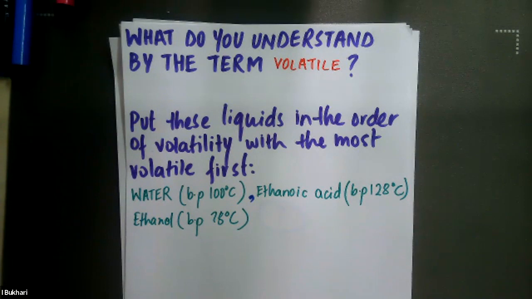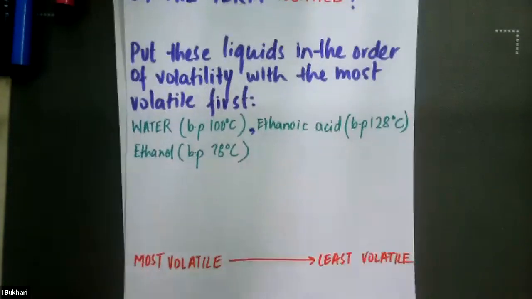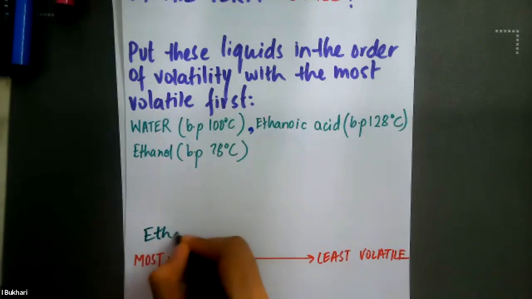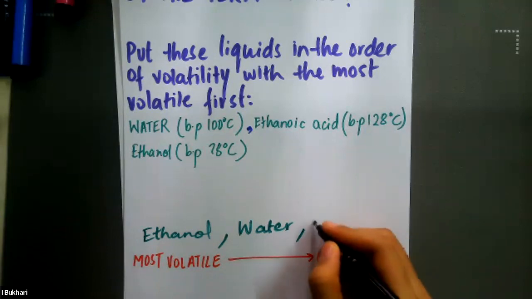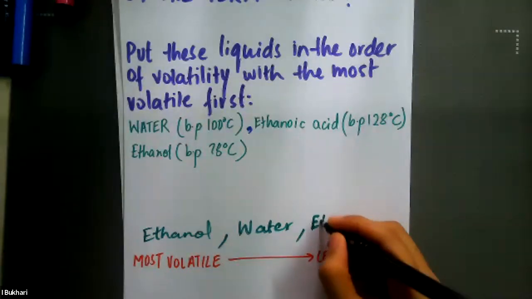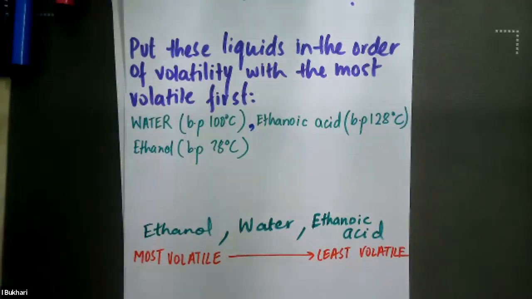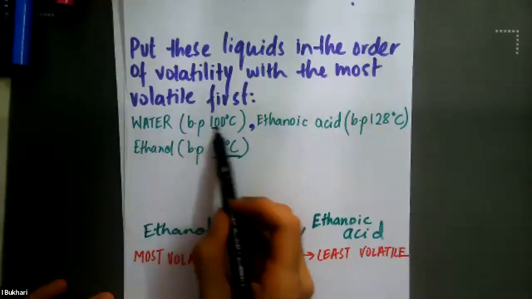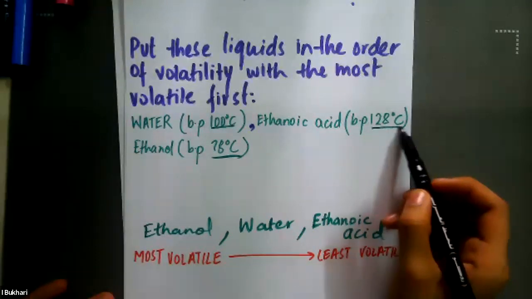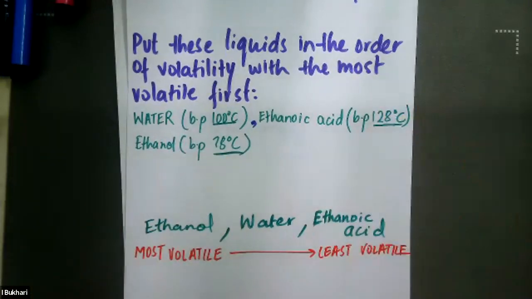Momina? Zainab? The most volatile would be ethanol, then comes water, and then ethanoic acid. Yeah, so that's the correct answer, because ethanol is 78 degrees Celsius, water is 100 degrees Celsius, and ethanoic acid is 128 degrees Celsius. So this is with the lowest boiling point, this is the highest boiling point.